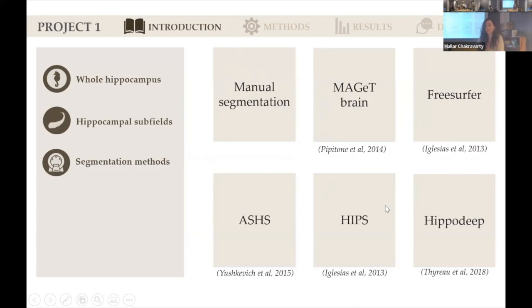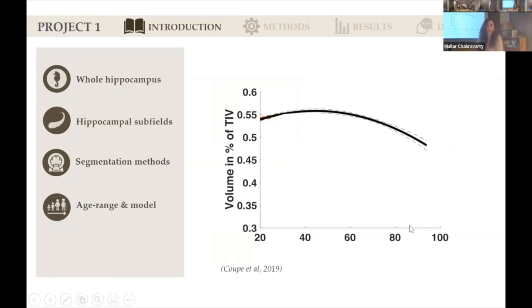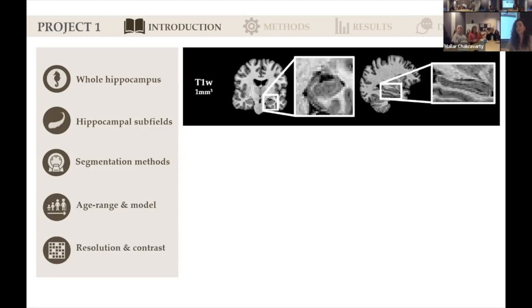Something else to keep in mind is also the age range of your population that you study and also the way you model age, because we know that the hippocampus is changing in a nonlinear relationship in the lifespan. So depending on which age range you use, if you use only people older than 60 years old, you might find a significant decline over time. While if you try to include the entire age range, but still try to fit a linear model, you might completely lose this information. And finally, but not the least, the type of resolution and contrast of your scans that you are using can also impact your findings.